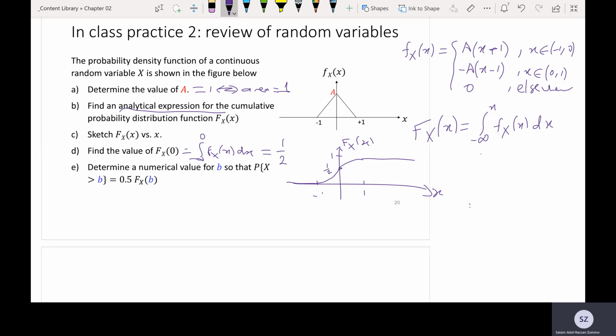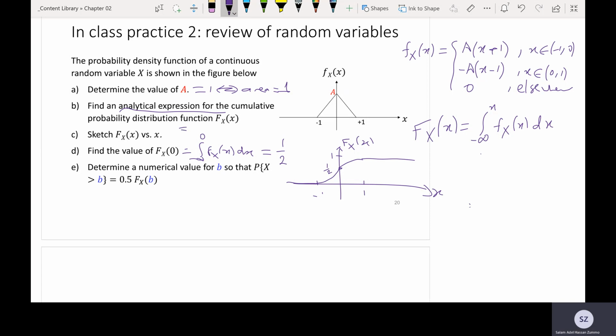It was symmetric, and if it is symmetric, the probability is always half. So the question of your friend: if the PDF is symmetric around 0, regardless of the shape, then what is F_X of 0? It will always be 1/2 for a symmetric PDF.